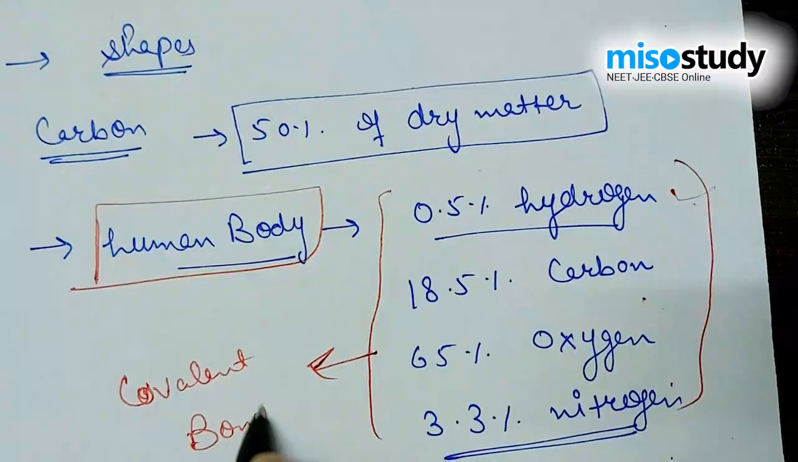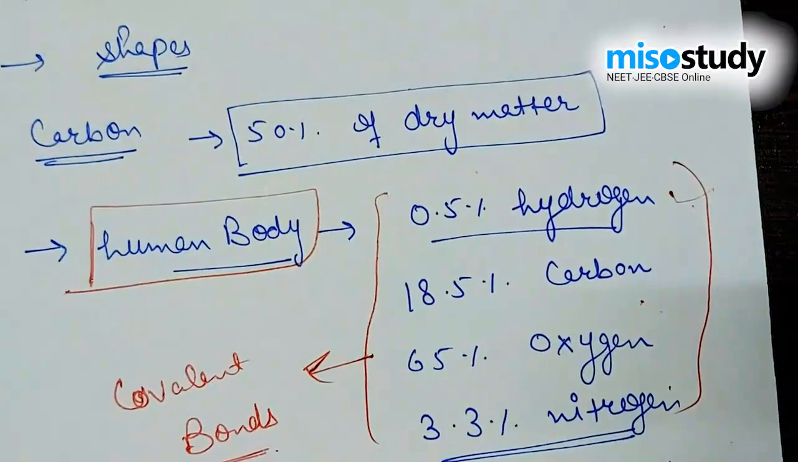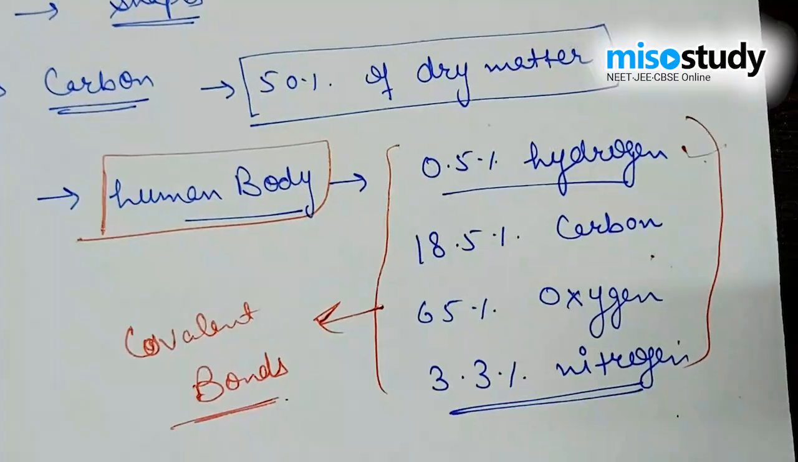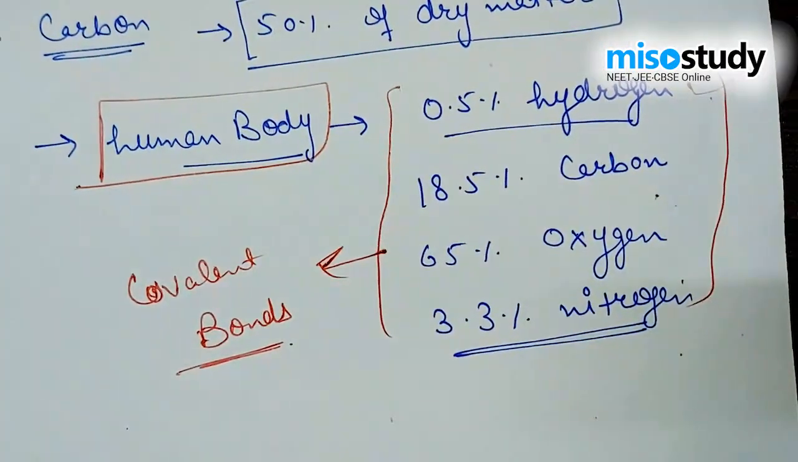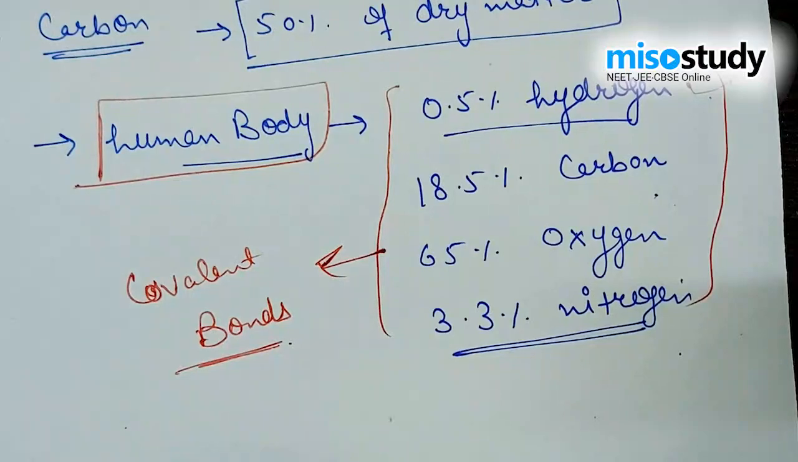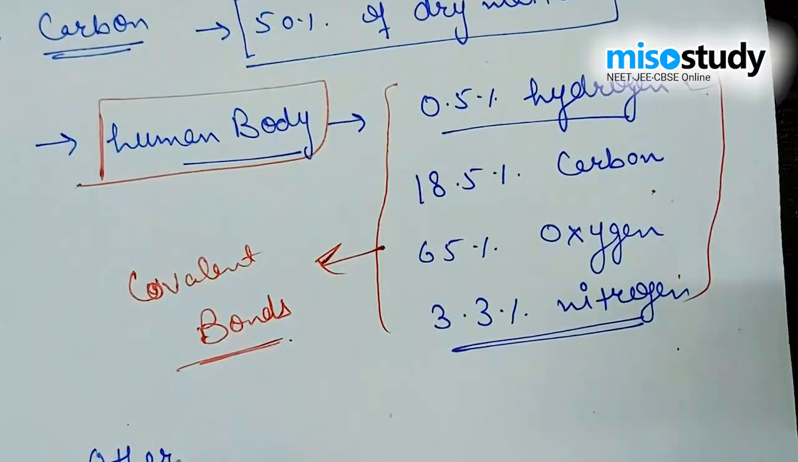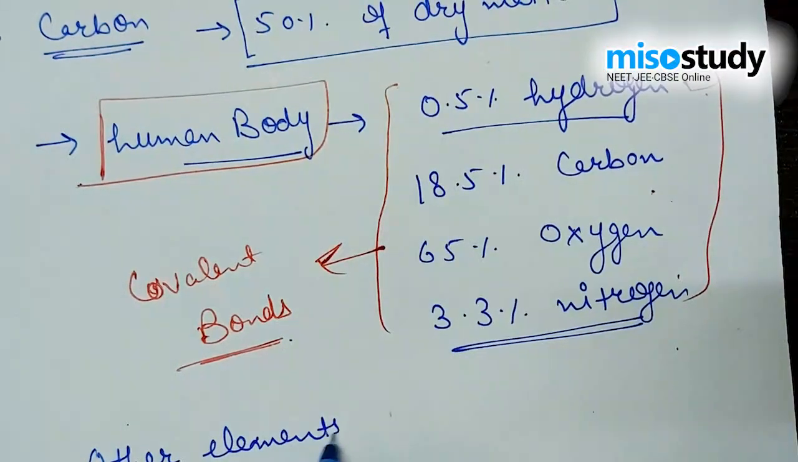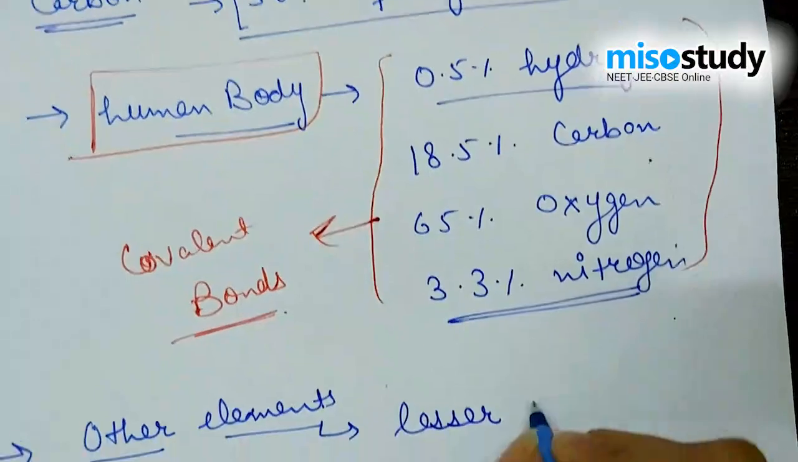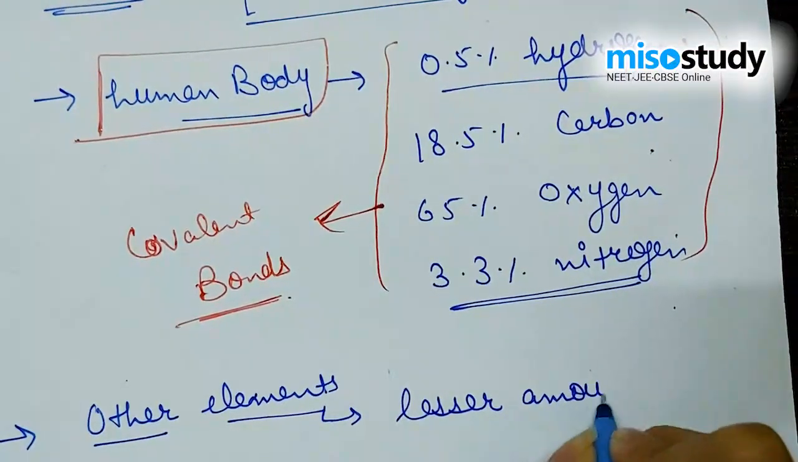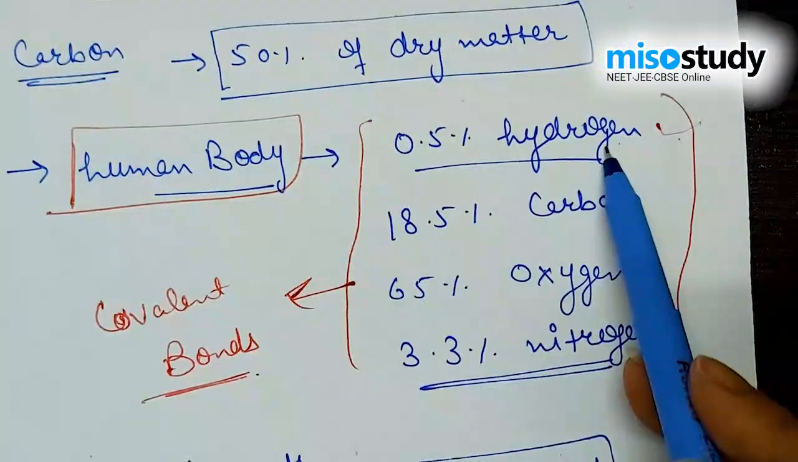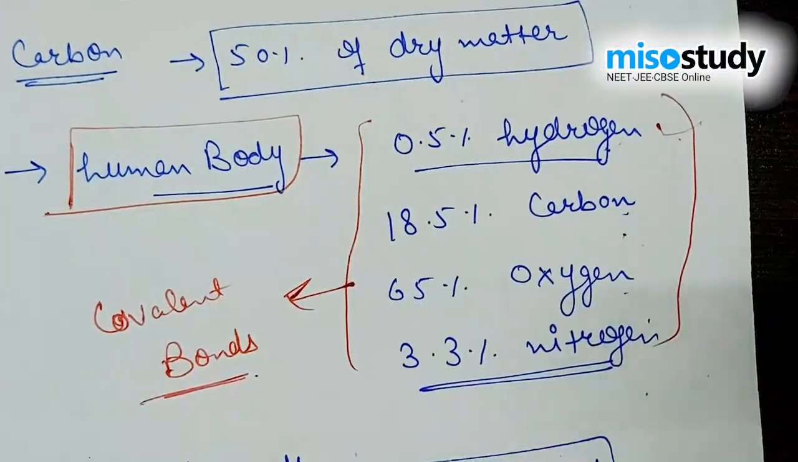They are arranged by covalent bonds formed between them and along with other functional atoms, other atoms like phosphorus, sulfur and other elements, which are present in lesser amounts when compared with these four, that is hydrogen, carbon, oxygen and nitrogen.